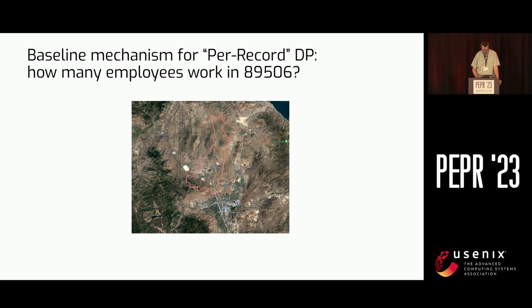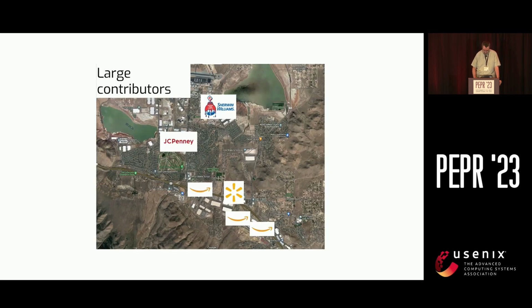And so we're going to look at this question of counting the number of employees that work in a particular zip code just north of Reno, Nevada. And if I look at this zip code, there's a bunch of these large contributors in this area: Sherwin-Williams, JCPenney, several Amazon warehouses, a Walmart supercenter, and traditional differential privacy would tell me that I essentially have to calibrate my noise based on the properties of these large contributors.